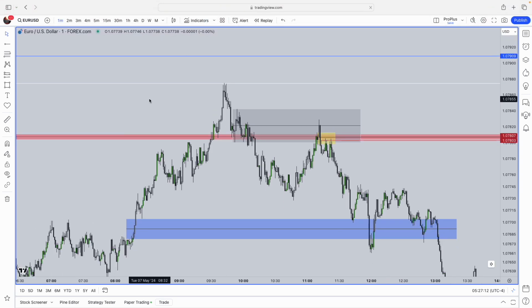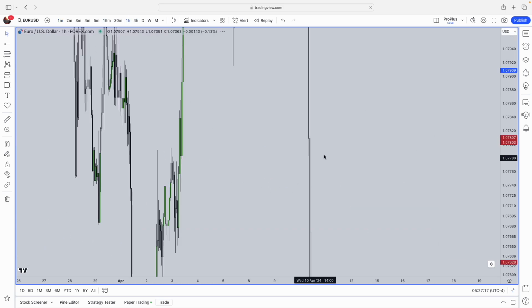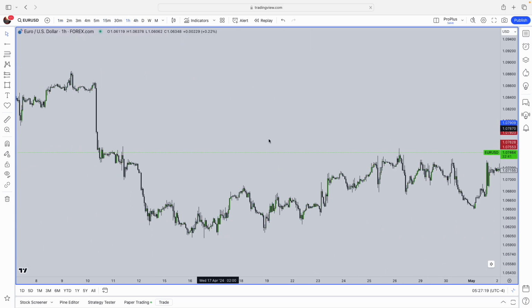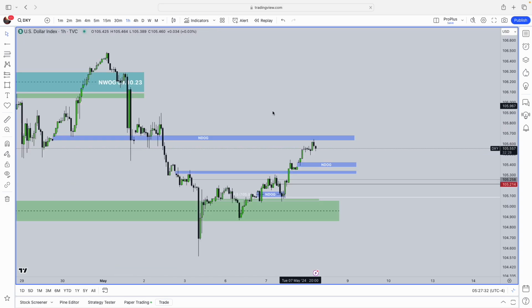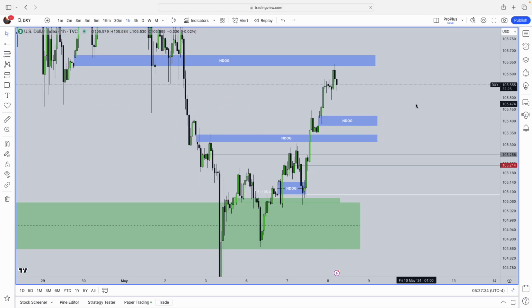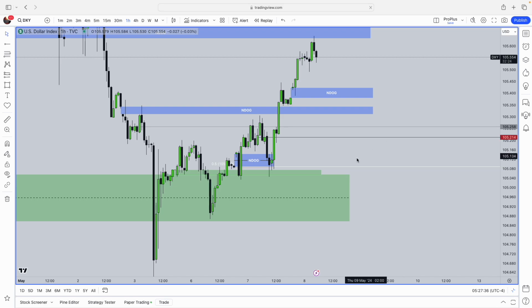So I also forgot to mention as well, we had the hourly fair value gap. Consequent encroachment closed below, ran into this wick again, failed to take this high. If we go on to the dollar at the exact same time, so it's about 9 AM to 10 AM, that's what time we're looking.